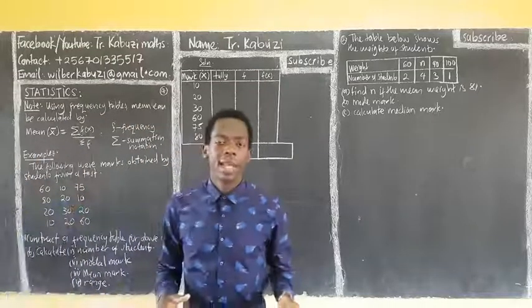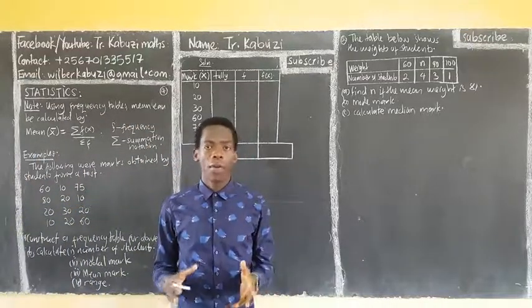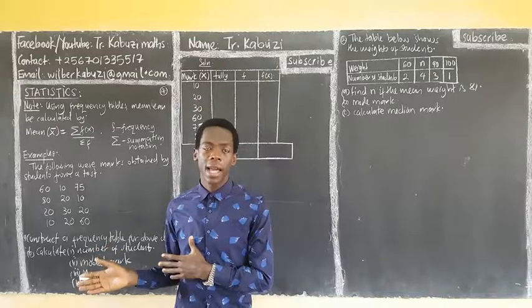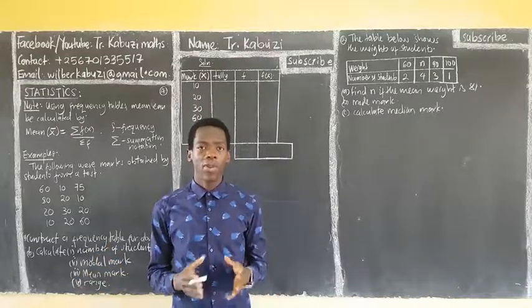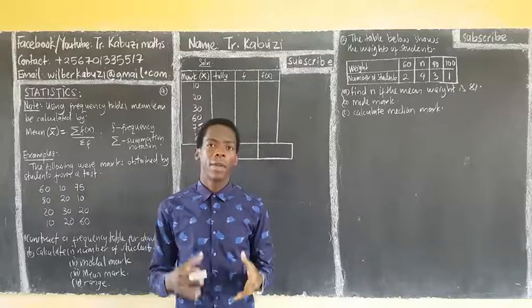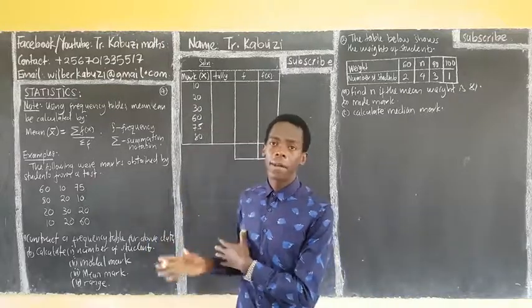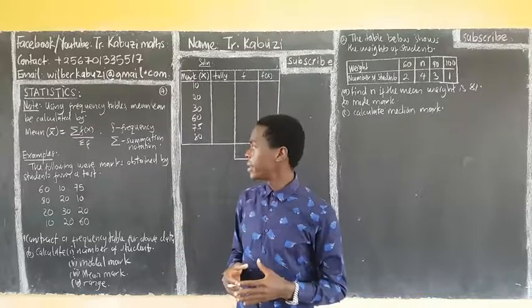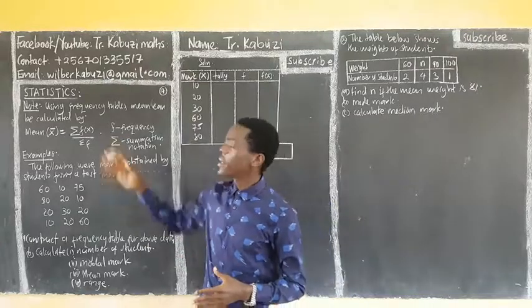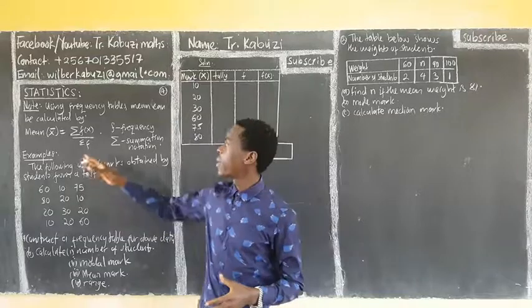Okay, so welcome members. Now we are going to see how we convert ungrouped data to grouped data. Here we are going to use what we call the frequency distribution table. It has the data, then the frequency, and so on, as we are going to see. If we use the frequency distribution table, this is how we can get our mean.